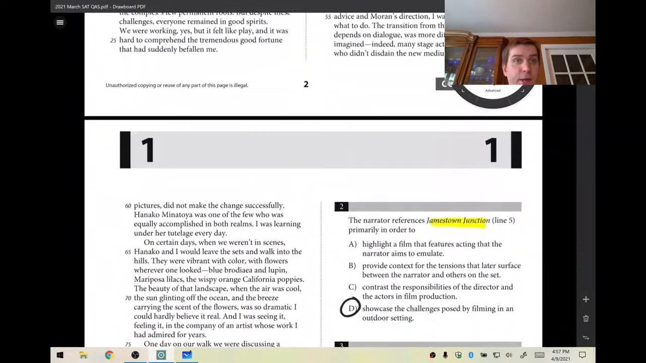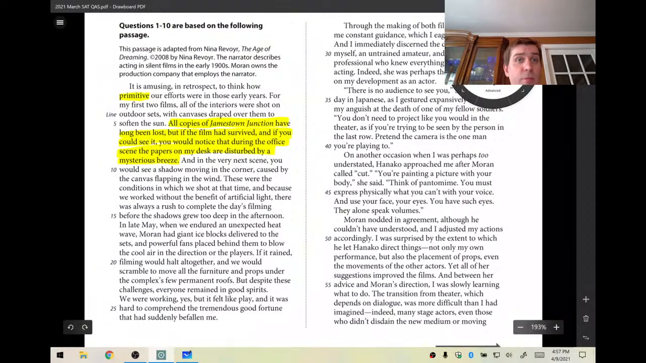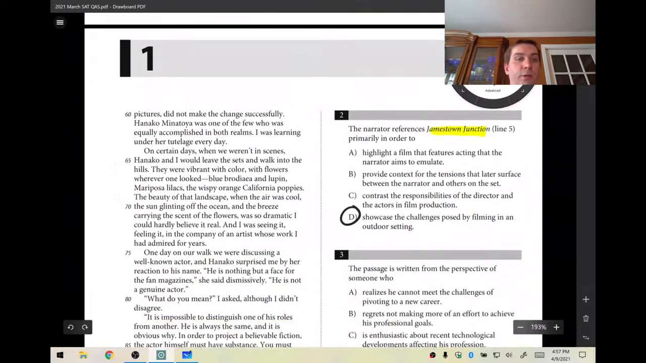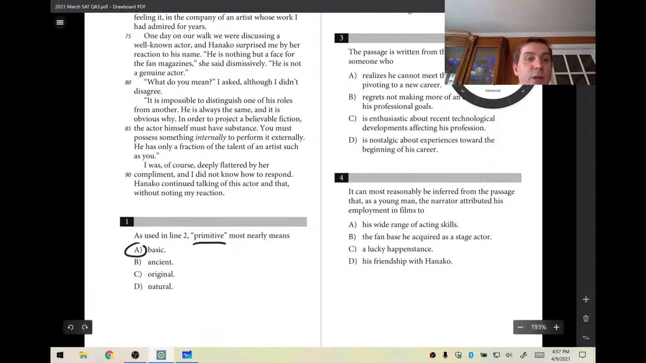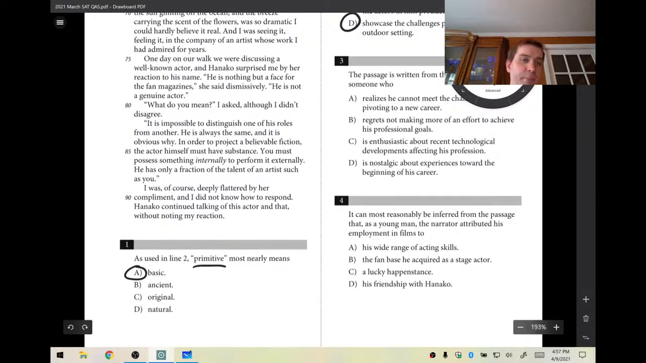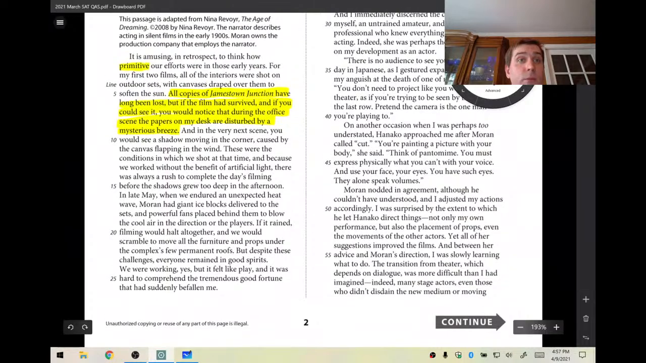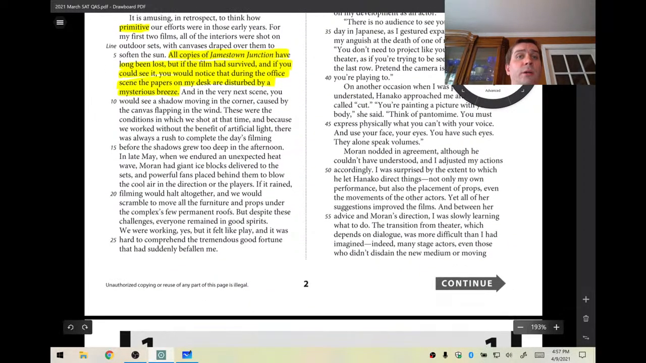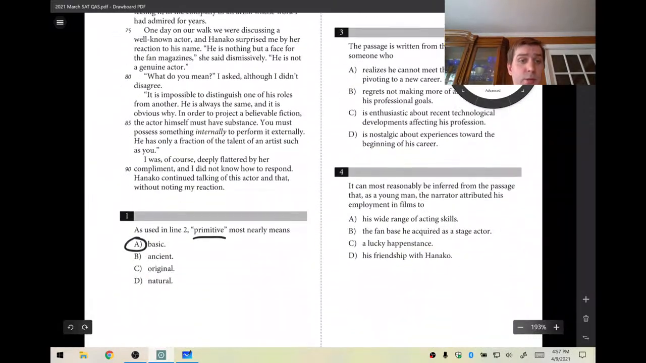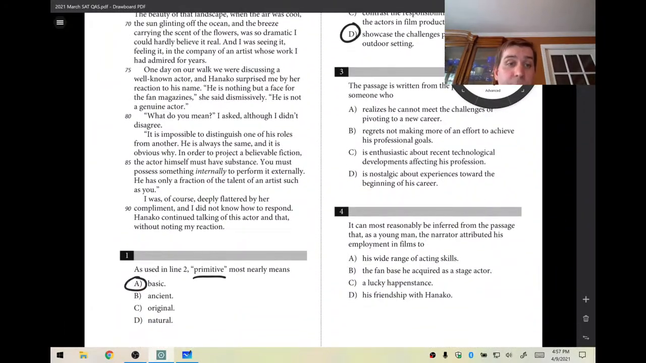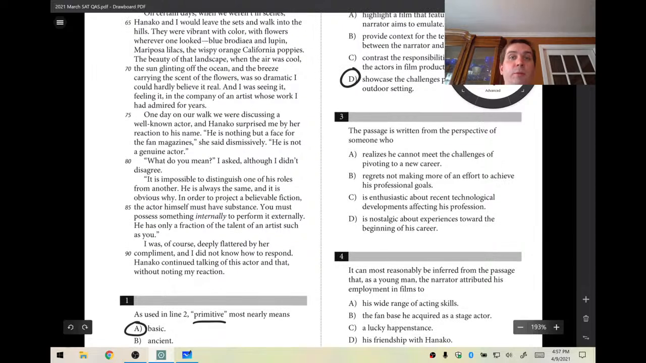All right, so I'm going to try basic. "It is amusing in retrospect to think how basic our efforts were in those early years." And it makes perfect sense. If you tried ancient, original, or natural, it would make no sense. Let's try ancient, just for fun. It should make nonsense. "It is amusing in retrospect to think how ancient our efforts were in those early years." That's nonsense. So always read the words back in the sentence, and one of them will work, three of them will produce gibberish.